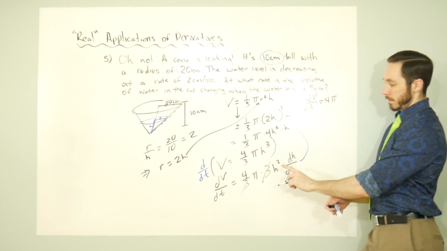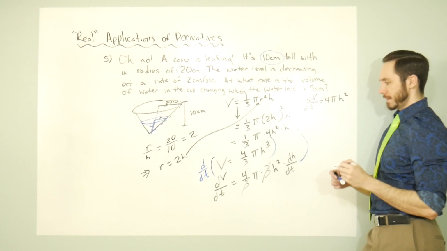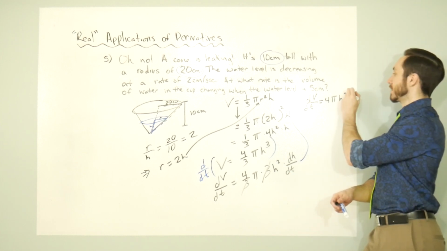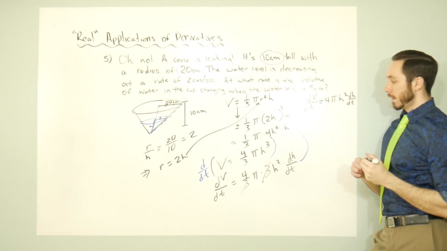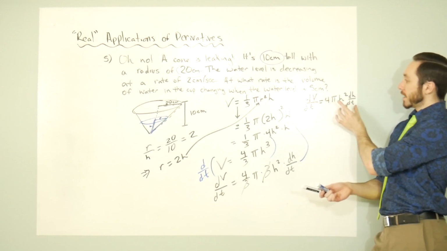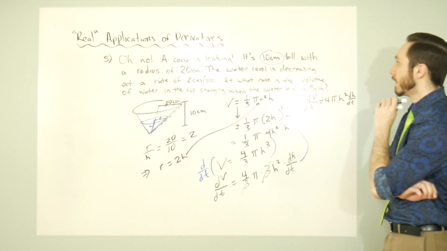times h squared. That's it. No, can't forget the dh/dt. It's like, that doesn't seem right. dh/dt. Okay, so how many unknowns? We have dV/dt, we have h, and we have dh/dt. Let's plug in the rest and call it a day.